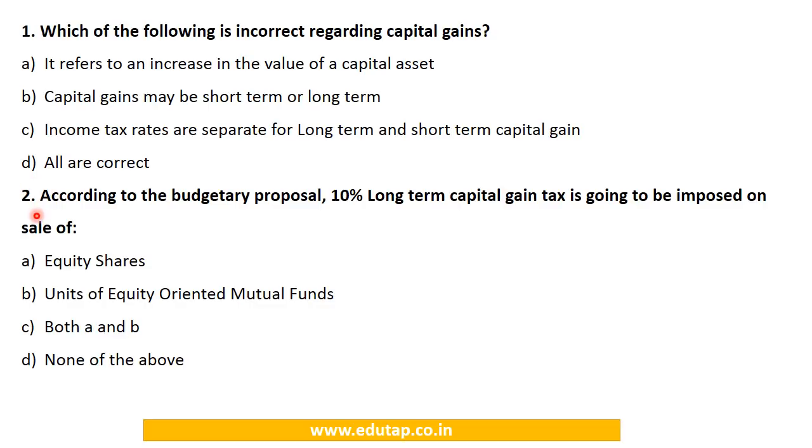According to the budgetary proposal, 10% long-term capital gain tax is going to be imposed on the sale of equity shares or the units of equity oriented mutual funds, both A and B, or D, none of the above. So in this case the answer is C, as we have covered in the previous slides.